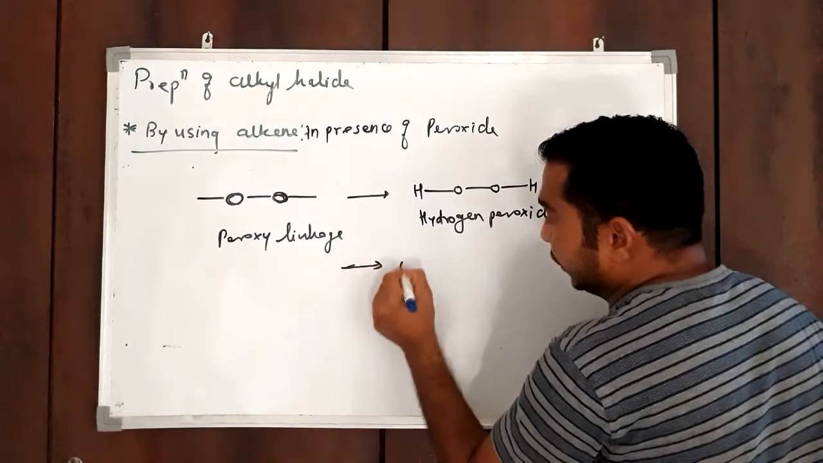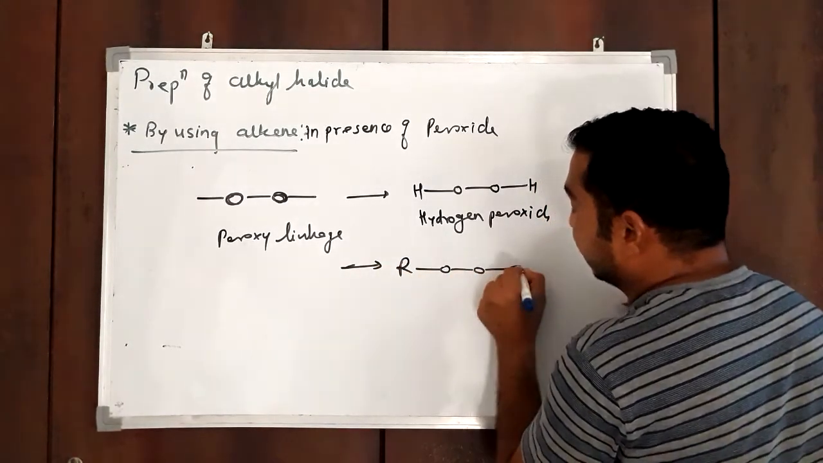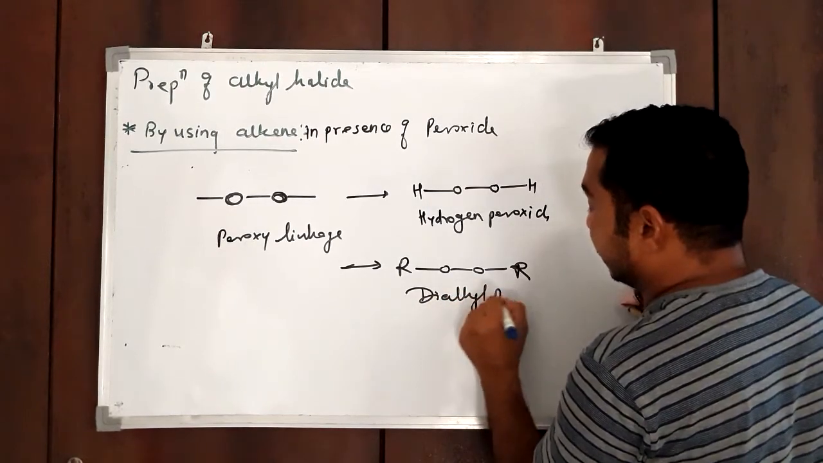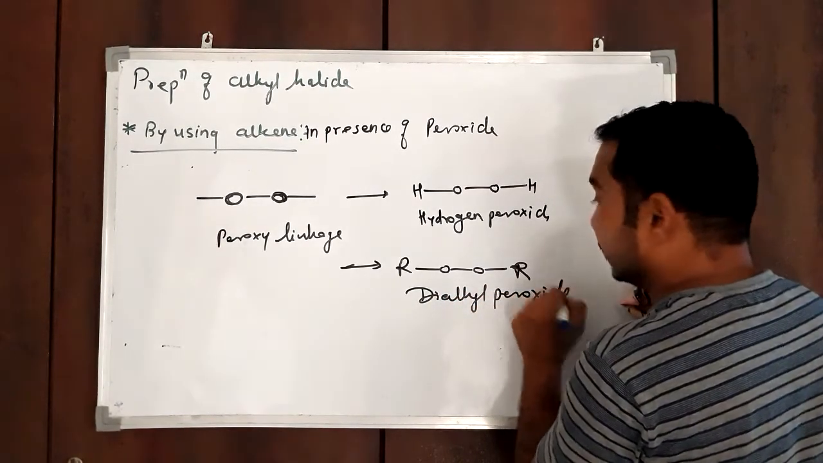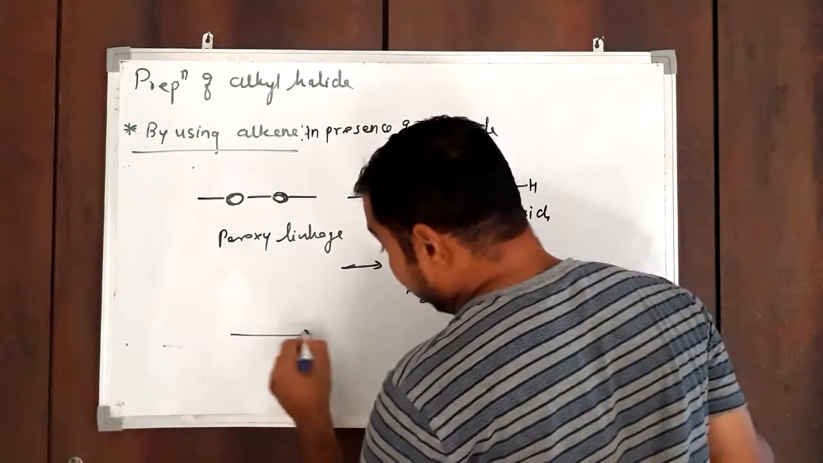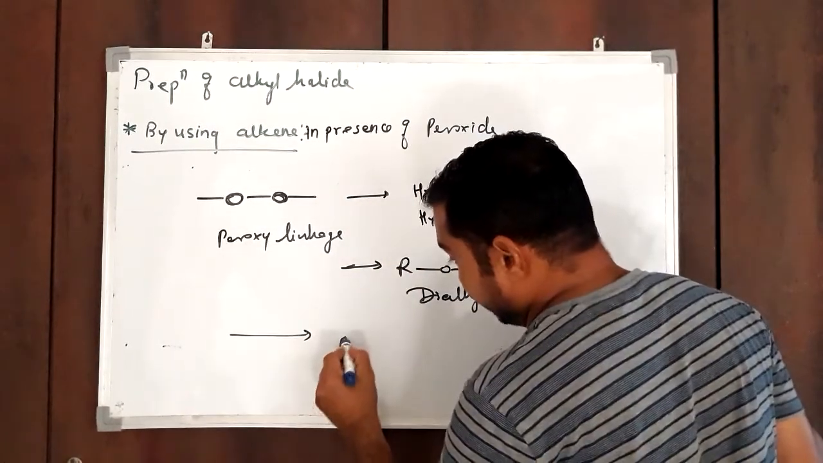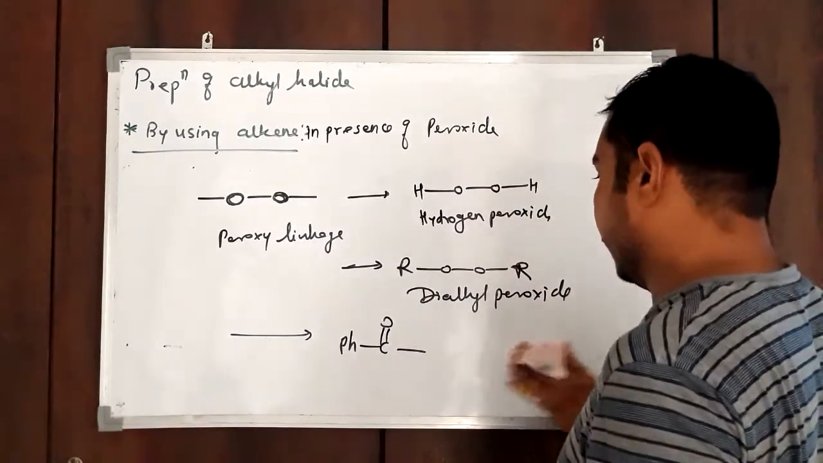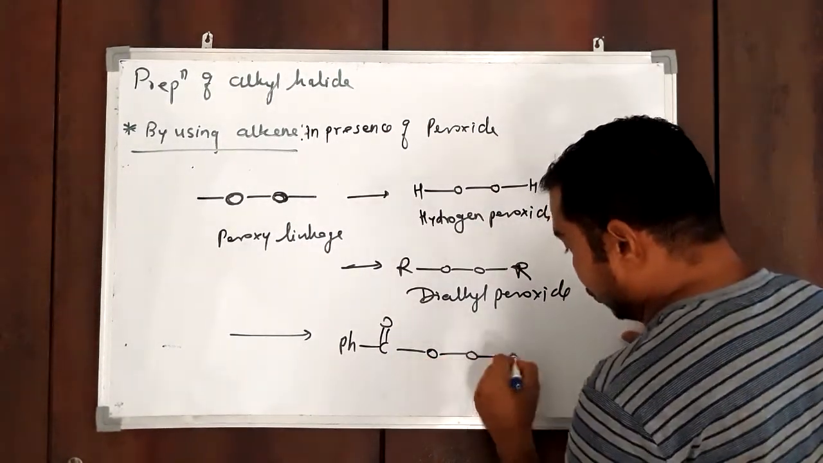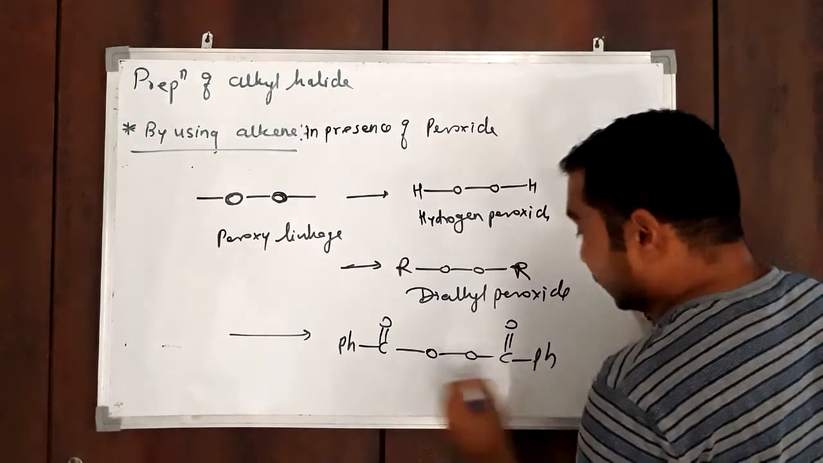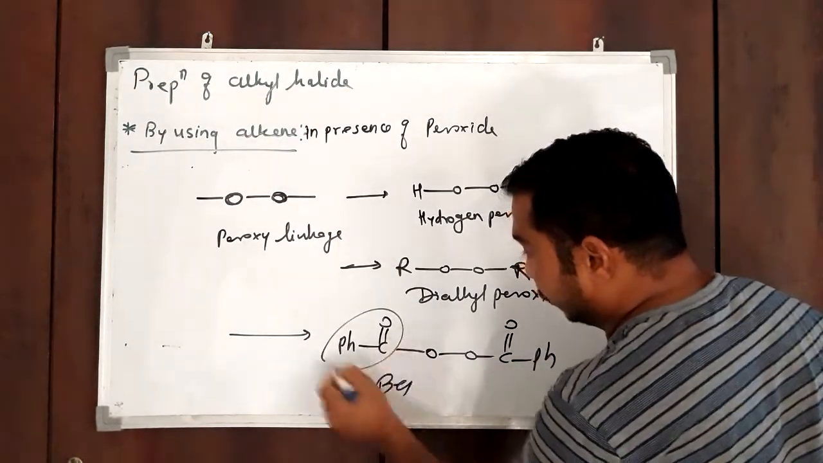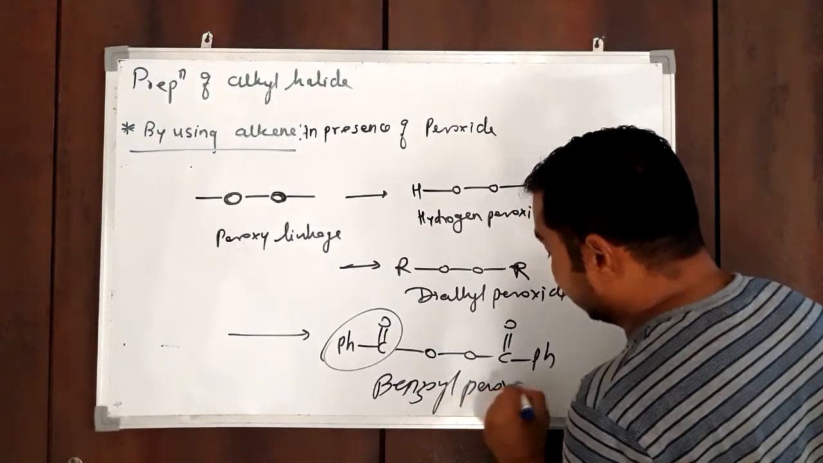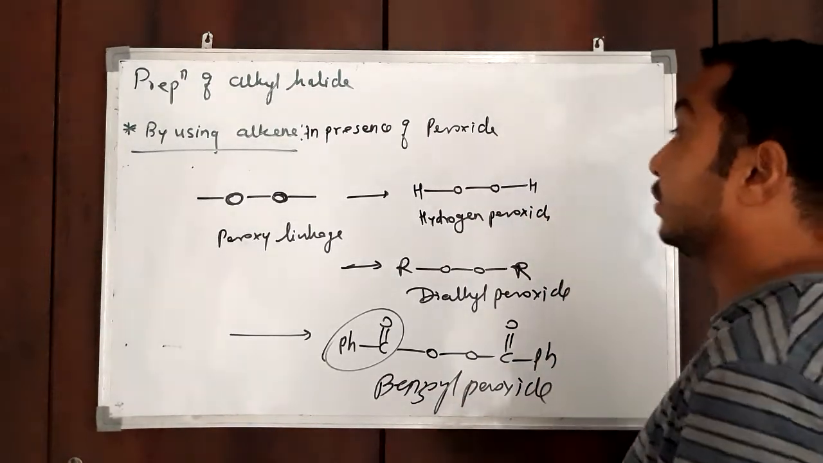If we attach two alkyl groups, then dialkyl peroxide, like this. Alkoxy group, benzoyl group, for example PhCO-OOCOPh, that is called benzoyl. This is the benzoyl group, benzoyl peroxide. So these are the reagents we can use in this reaction.